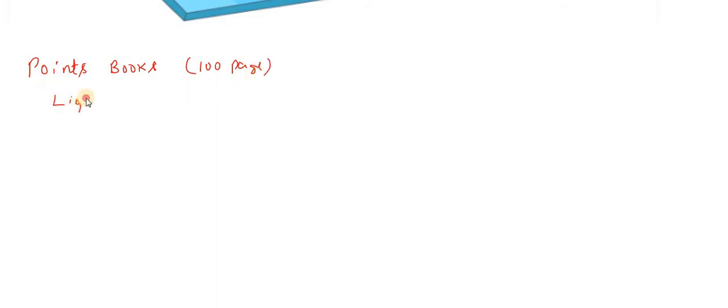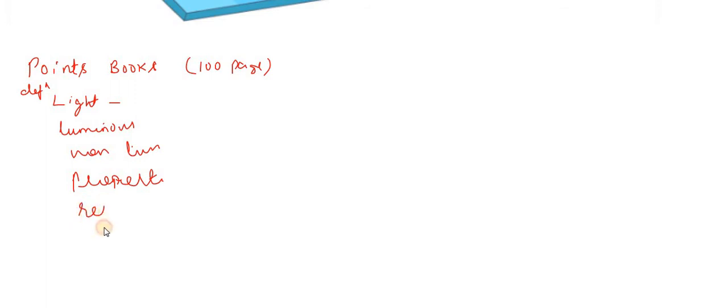Write the heading Light and write the definition of light. Write what luminous objects and non-luminous objects are. Then list all the properties of light, and also write what reflection of light is.